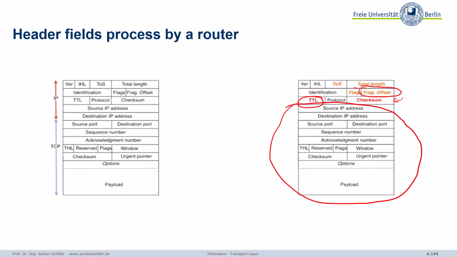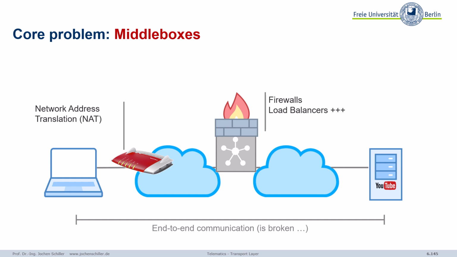Now, what is the situation in reality? We have the middle boxes. The middle boxes at home are the network address translators. So you have, as you learned, the private IP addresses typically here, and then you translate this into a global IP address. Then we have many other systems in between, like load balancers, firewalls, etc. And what they do is they break the end-to-end communication. I told you this before in the context of NAT, that NAT breaks the end-to-end paradigm.